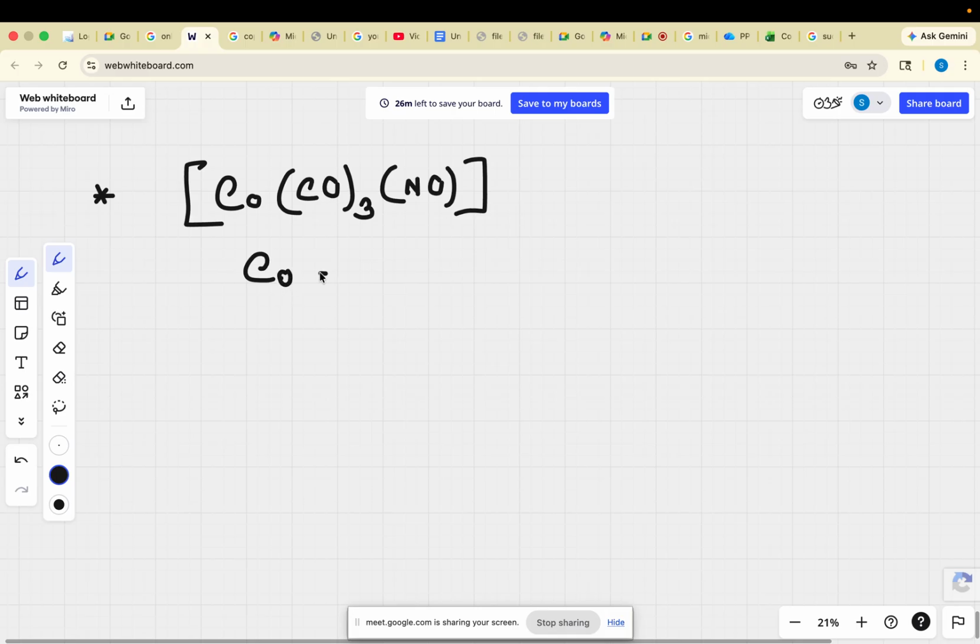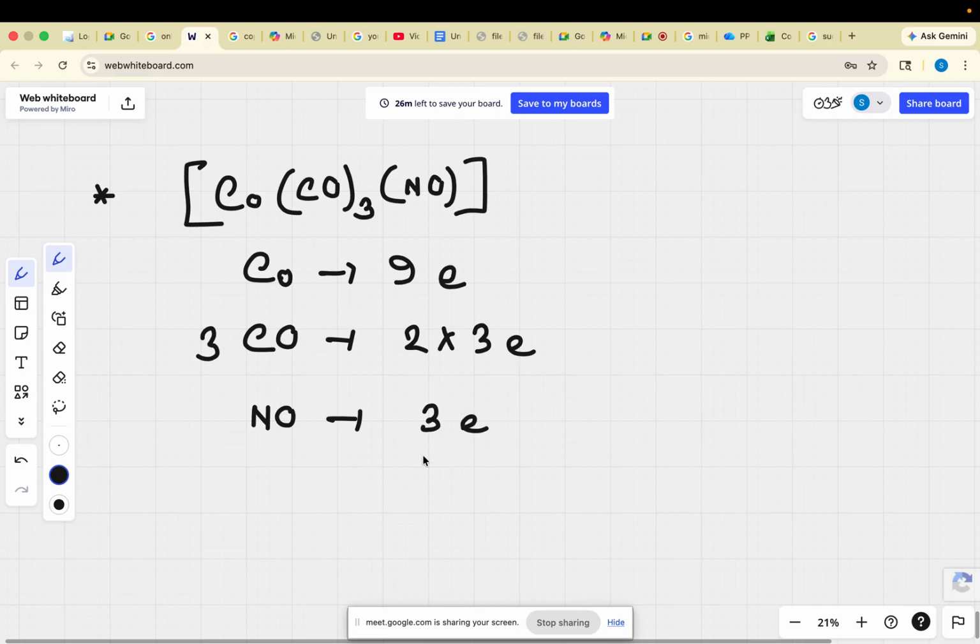So cobalt is 9 electrons. Carbonyl will donate 2 electrons, and you have 3 carbonyls, so 2 into 3 electrons. So 9 plus 6, 15 electrons you are getting. If you take NO as linear, it will donate 3 electrons. And if you are getting 18, that means it's more stable. So this nitrosyl is basically a linear nitrosyl here, and it will donate 3 electrons.